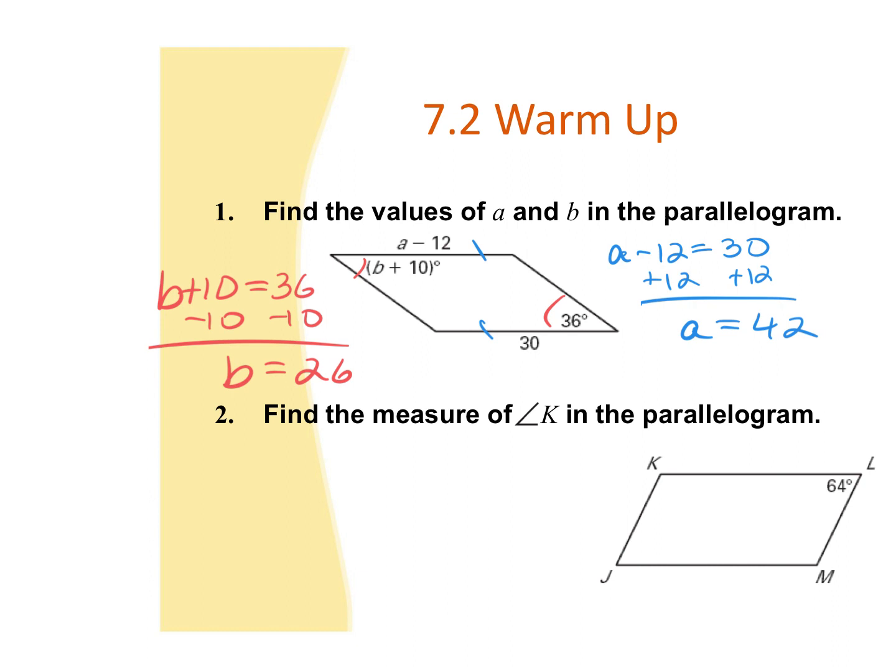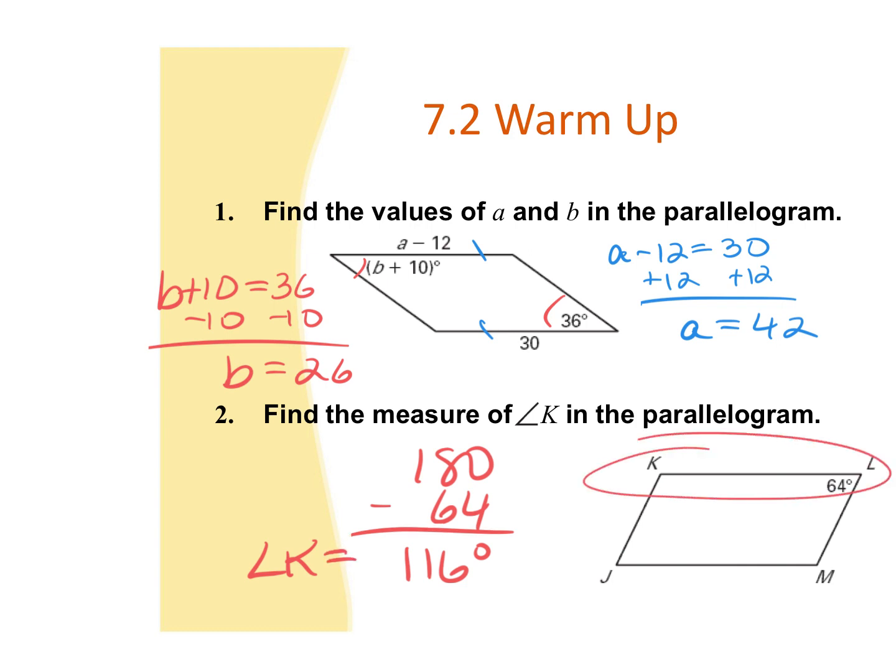To find the measure of angle K in the parallelogram, I also learned that consecutive angles in a parallelogram are going to be supplementary. So in order to find K, all I have to do is subtract L from 180, and I get 116 degrees for angle K, because these two are supplements.